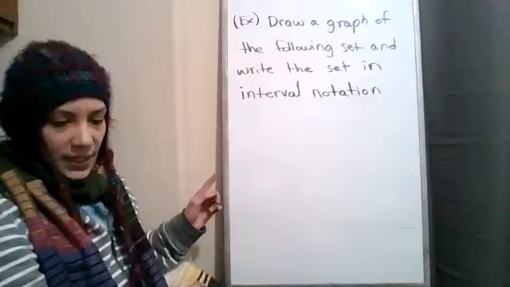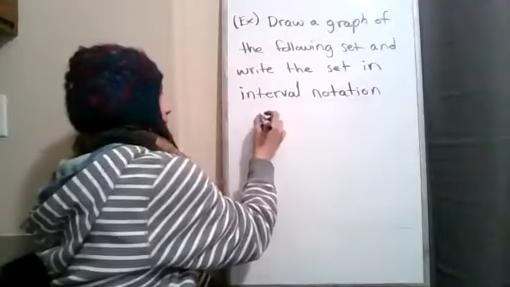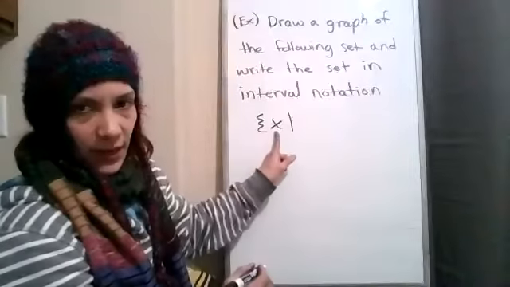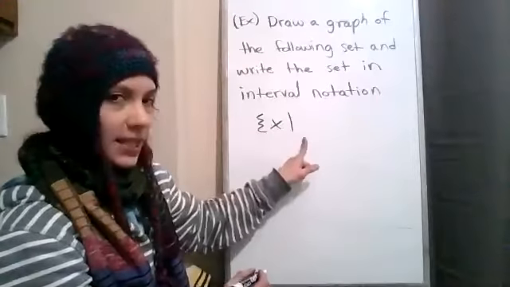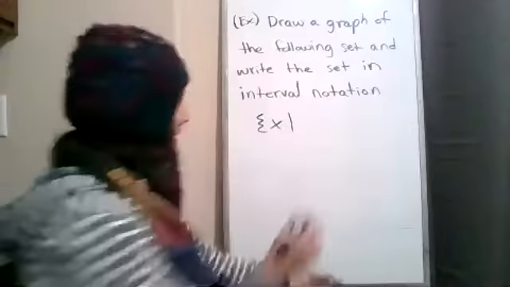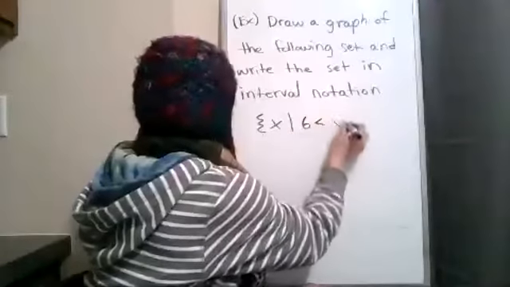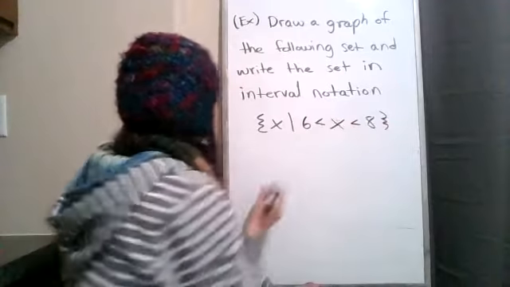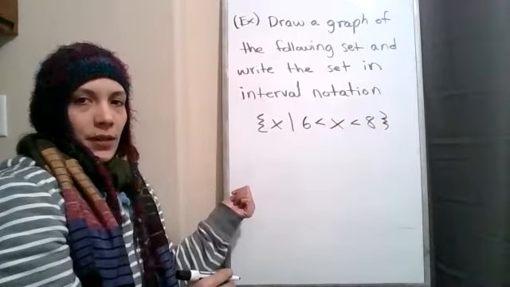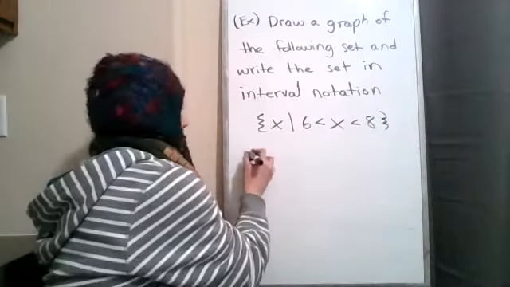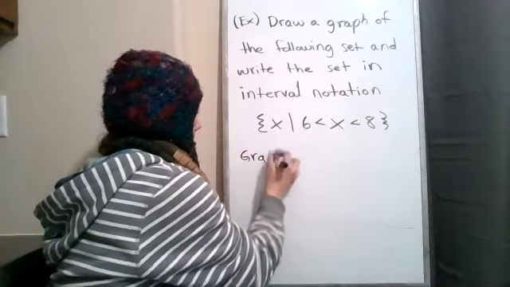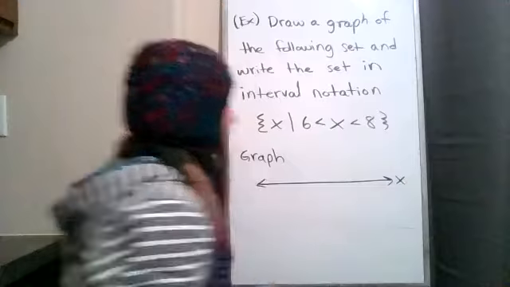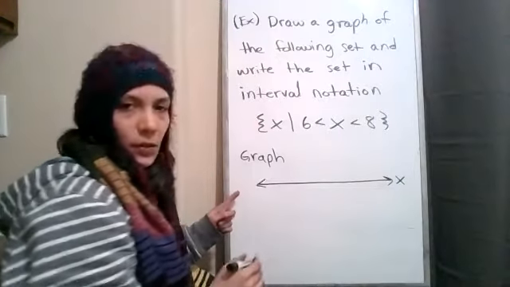So I have the set of x such that 6 is less than x and x is less than 8. Okay, so graphing this set on a number line for x.